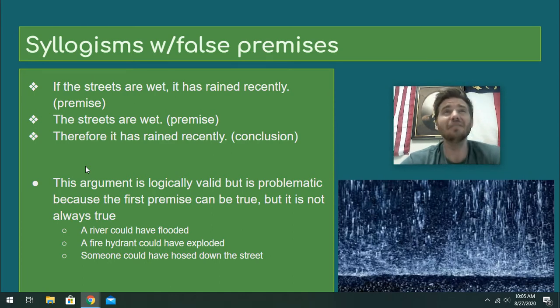Someone could have hosed down the street. Maybe somebody's washing their car and they spray down the road. And if I look out and I see the road's wet, I assume, again, that it's rained, when in reality, it hasn't. There's something else that can describe that. So if the streets are wet, it has rained recently. That is a false premise, because it is not always true. That is an assumption more than anything.